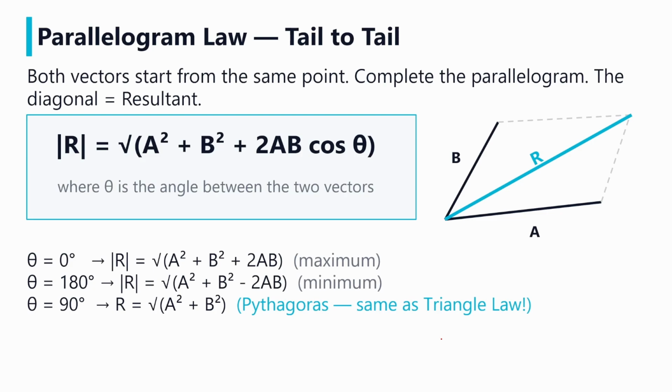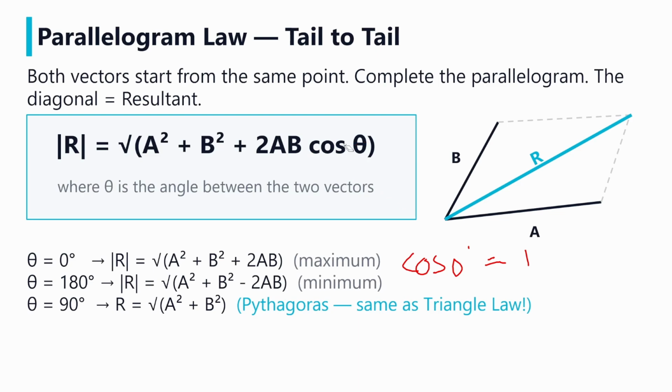And if theta is 90, the 2ab cosine theta gets cancelled out. But why does this happen? Well, to do that, we need to know about the cosine values of these angles. So cosine of 0 degrees is equal to 1. So if you substitute 1 in this, you just get a squared plus 2ab and the cosine theta comes out.